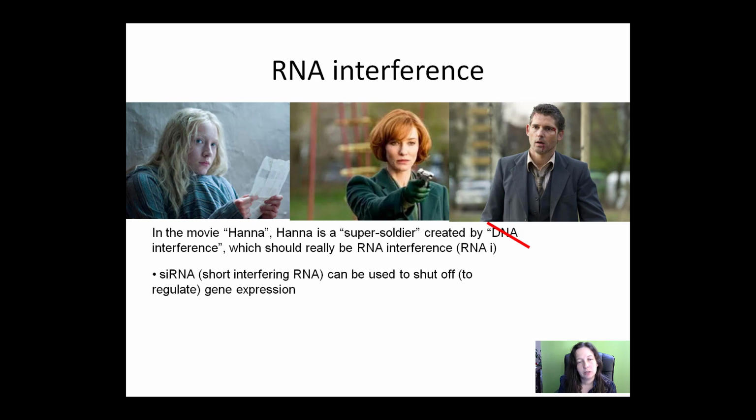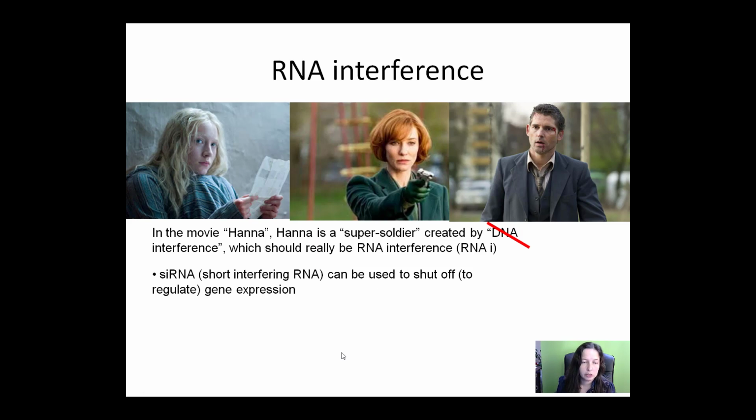In the movie Hanna, they talk about a girl created using DNA interference, but they really need a better science consultant in Hollywood. So it should really be called RNA interference, not DNA interference. This is actually now available on Netflix. They changed the actors and they have it as a Netflix show. I guess Netflix has a show about everything, even RNA interference.